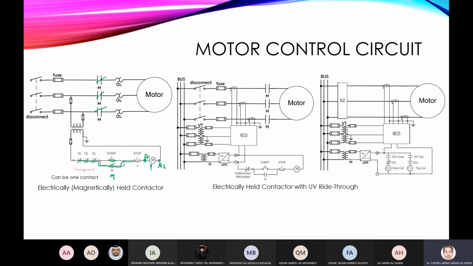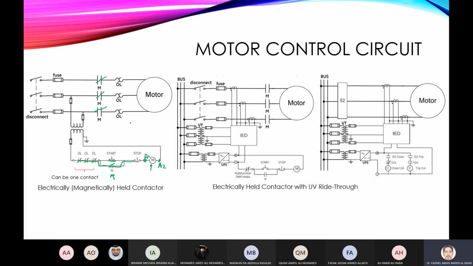When you want to stop it, I will disconnect the supply from the coil by opening this. So this will be open. In addition, the current will not flow anymore because this becomes open and this is already open. The coil is de-energized, so this becomes open, so the motor stops.